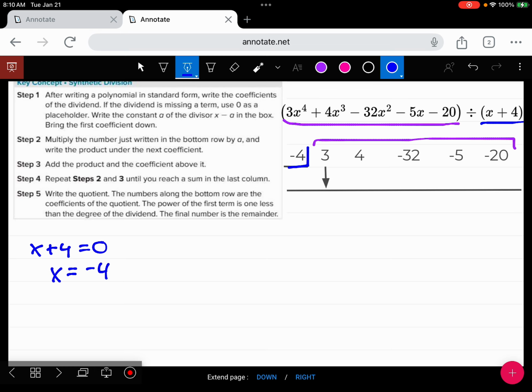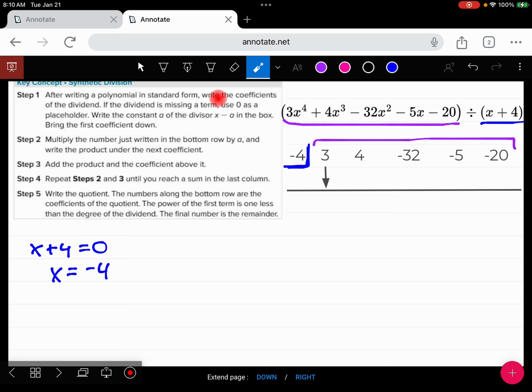That is where this piece comes in. There's this little box off to the side, and that is where we're going to put that minus 4. So we put all of our coefficients right here, and we put our root in the box. So coefficients and the root. Thus far, we have no letters over here, and that's going to be true.